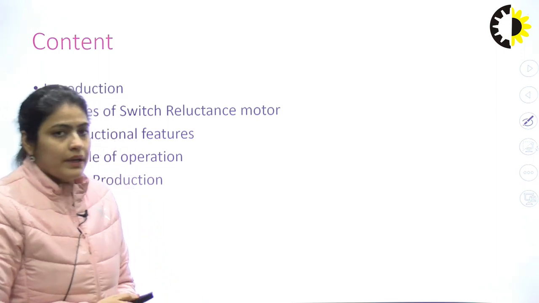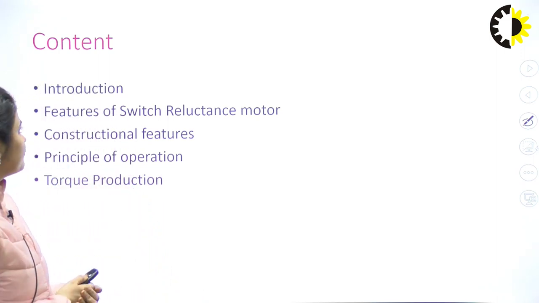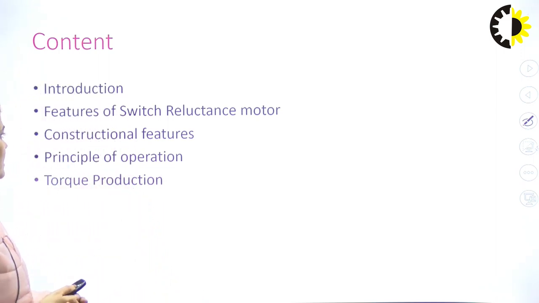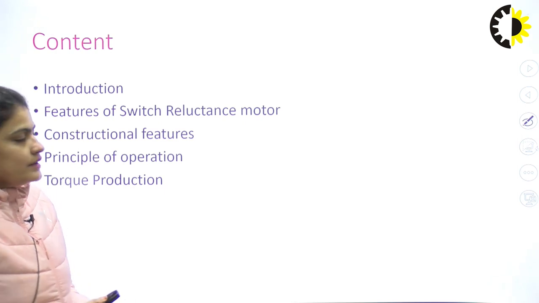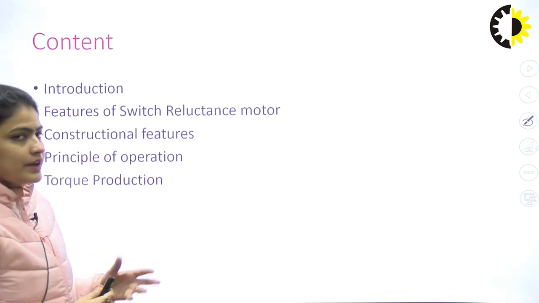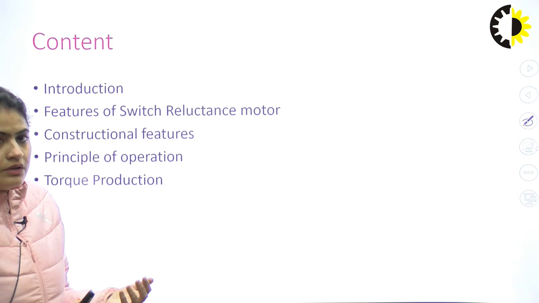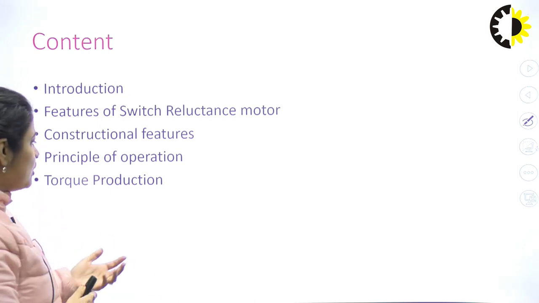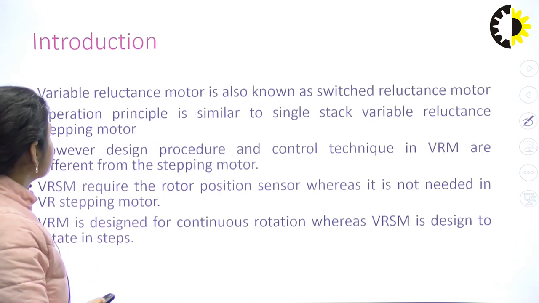So these are my contents: first is the introduction, then we will discuss the features of the switch reluctance motor, then we will see the construction detail, then how the torque will be generated in the switch reluctance motor, the principle of operation, and how the torque production will take place.